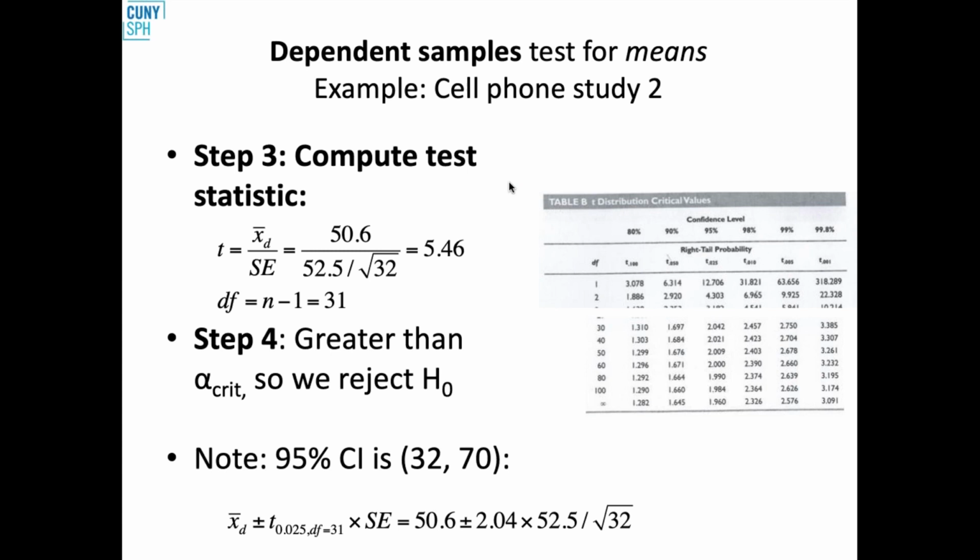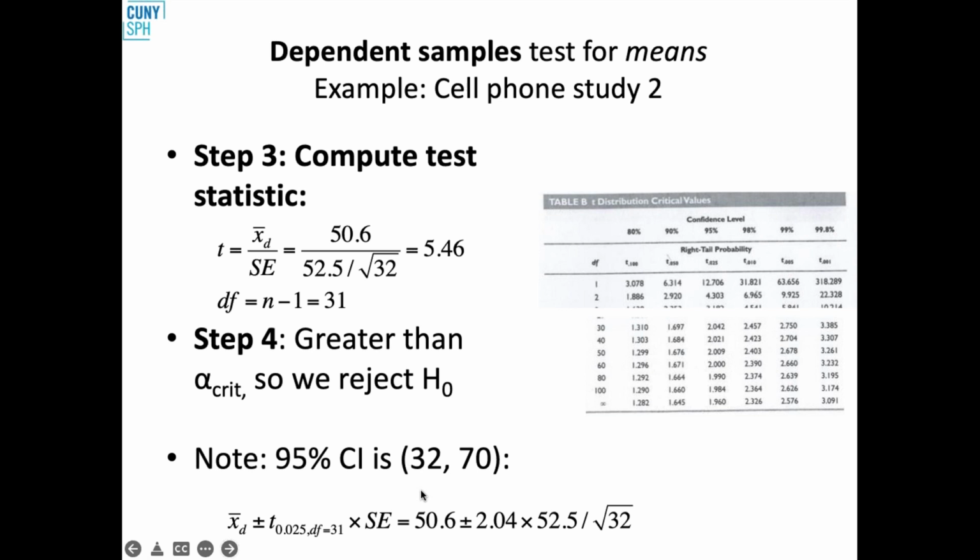Turns out that you calculate t to be equal to 5.46. That's a very big t, right? So now you go over to your table and you look up what is the t value that you need to exceed for degrees of freedom equals 31, and it looks like it is around 2.04, right? So certainly our 5.46 exceeds that by far, so we can reject the null hypothesis.